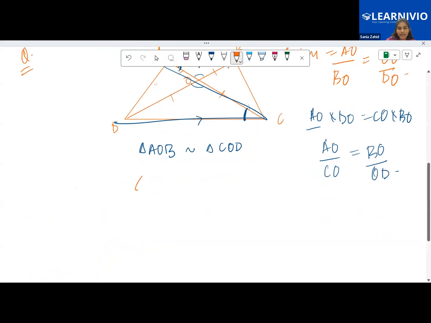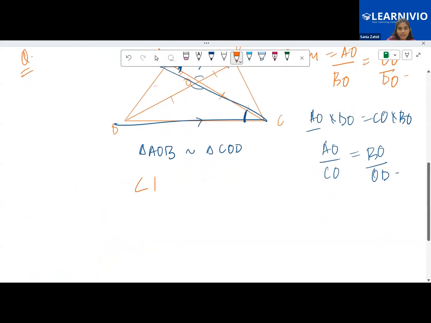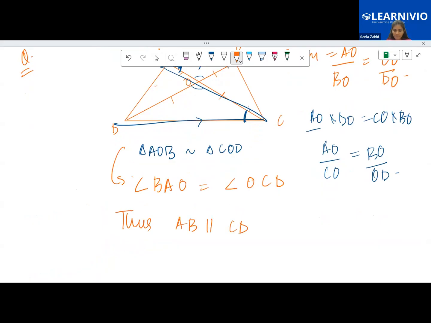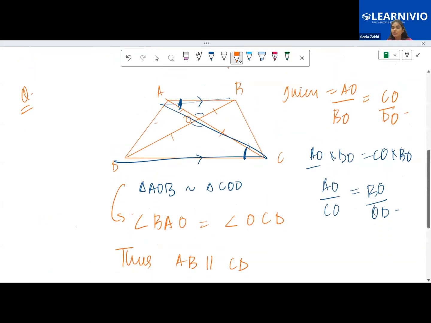I will write angle BAO is equal to angle OCD. Why? Since these triangles are similar, I can say that their corresponding angles are equal. Thus, AB line is parallel to CD line. Right? Now, what we had to prove was that it is a trapezium. In a trapezium, you just have to prove one point, that one pair of opposite lines are parallel. So hence this is a trapezium.